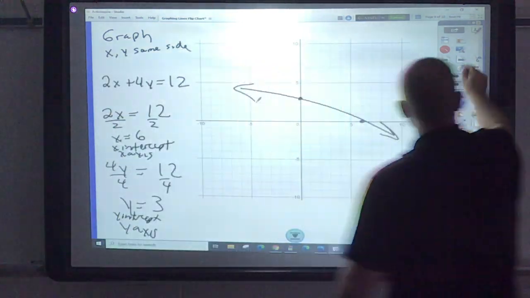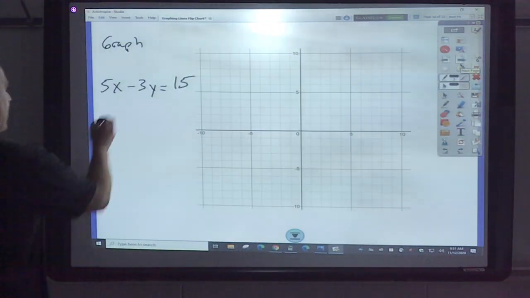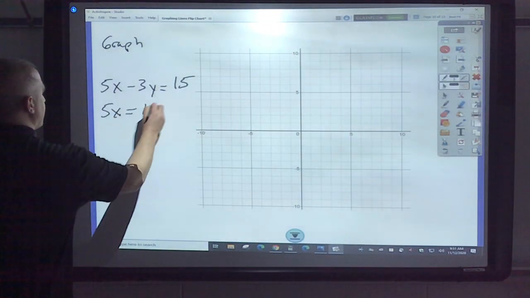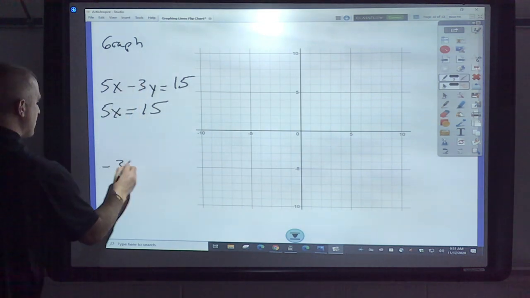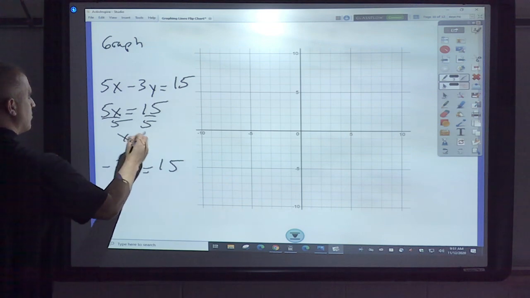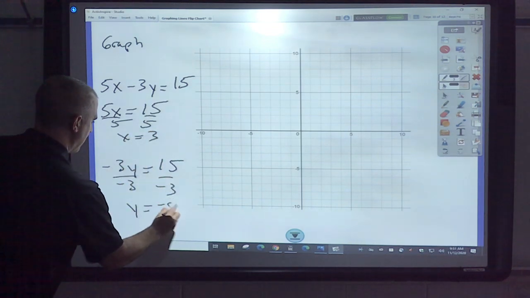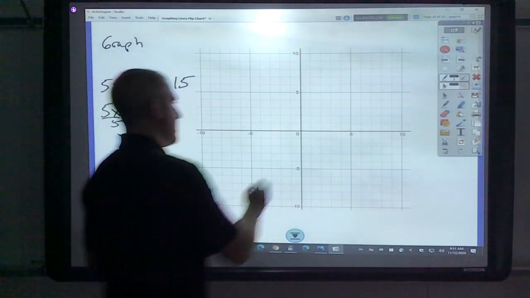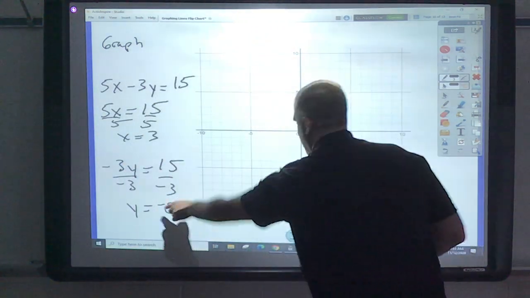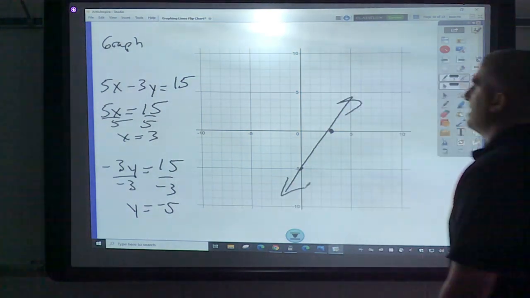Okay? All right, let's look at this one. All right, x and y on the same side. 5x equals 15. Negative 3y equals 15. Divide by 5, I got x equals 3. Divide by -3, I got y equals -5. So on the x-axis, this is the x-intercept, that would be 3. And on the y-axis, that would be -5. And I would simply just connect my dots.